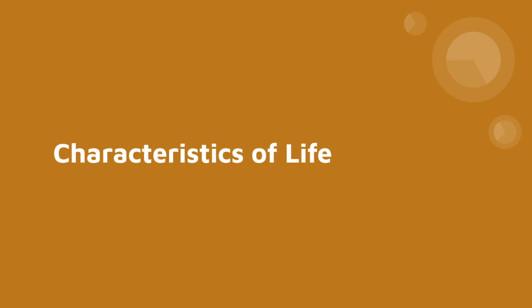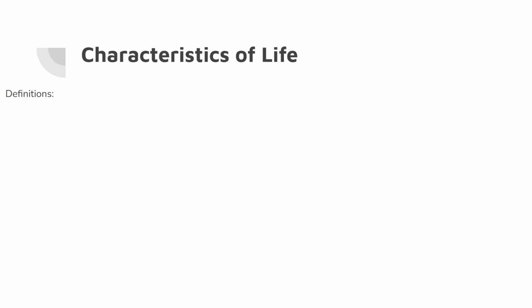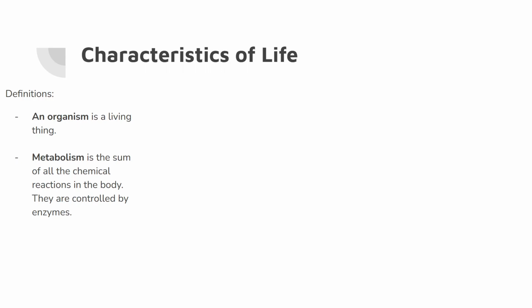So moving on to the characteristics of life. A couple of definitions. An organism is a living thing. Metabolism is the sum of all the chemical reactions in the body. These are controlled by enzymes. And continuity of life means that organisms come from other organisms of the same species.